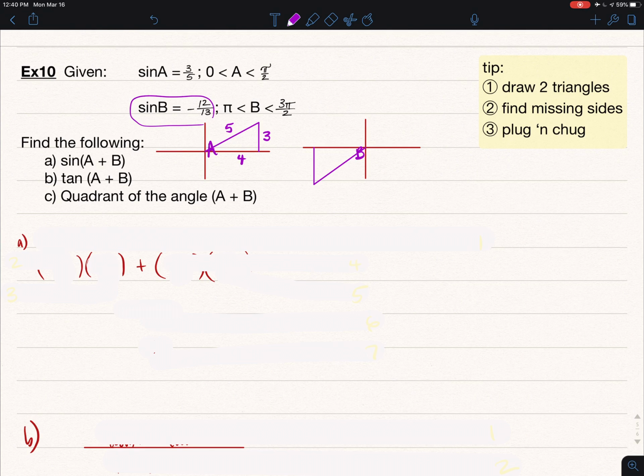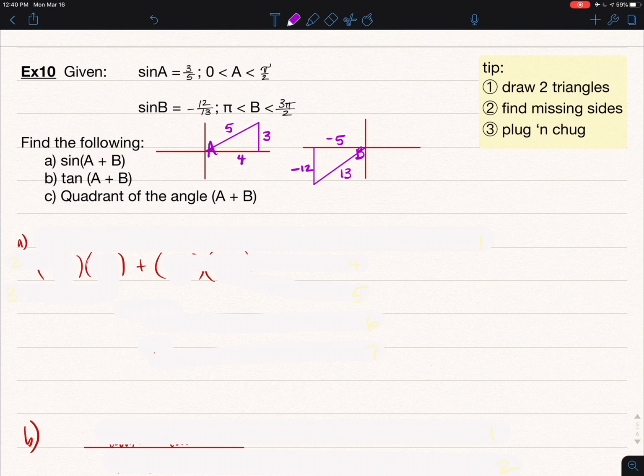Again, opposite over hypotenuse. Now you could put 12 like this and 13 like this, but you do need to make sure that you decide where to put that negative. And since 12 is going down, that means that this has to be a negative value. If you use the Pythagorean theorem, you'll find that your missing side is 5. But wait, it's going to the left. Please don't forget your negative. That's a really, really big deal.